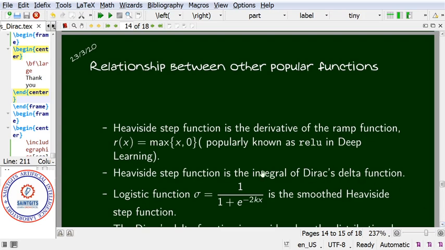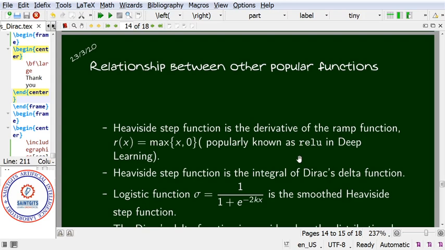The one thing is Heaviside step function is the derivative of the ramp function. This ramp function is defined as r of x equal to maximum of x comma 0, and this is popularly known as rectified linear units, ReLU, in deep learning.